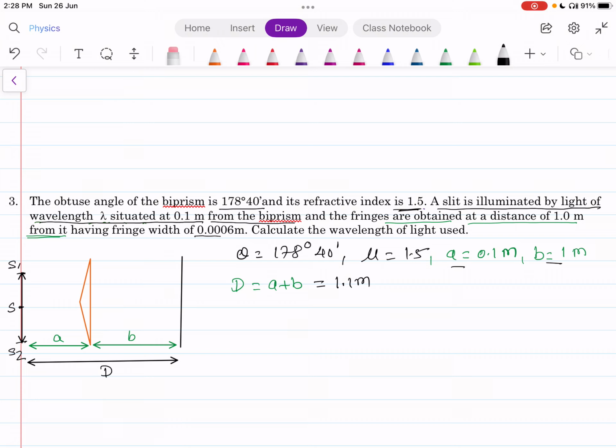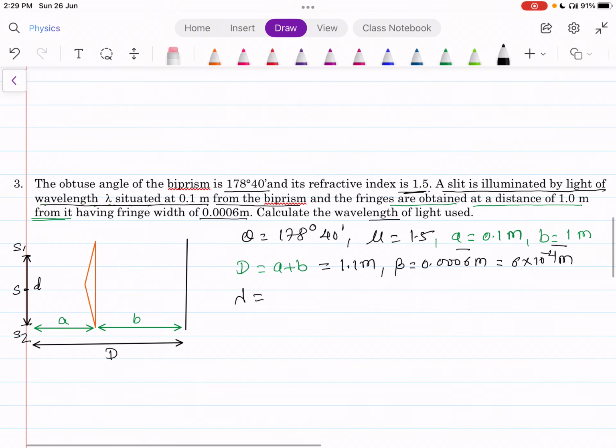The fringe width is also given: 0.0006 meter, that is 6 into 10 raised to minus 4 meter. And what we have to calculate is the wavelength lambda. But to find wavelength lambda, we have to first find the angle alpha, and from that we can find small d.